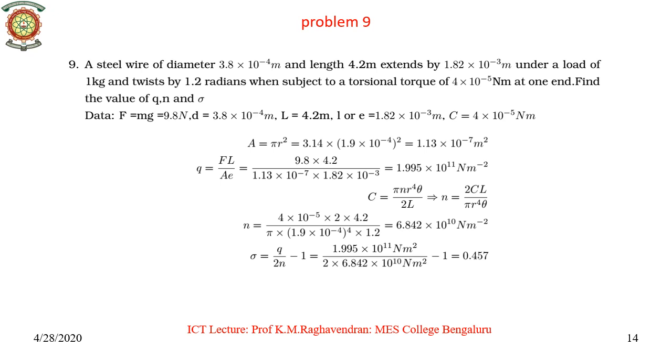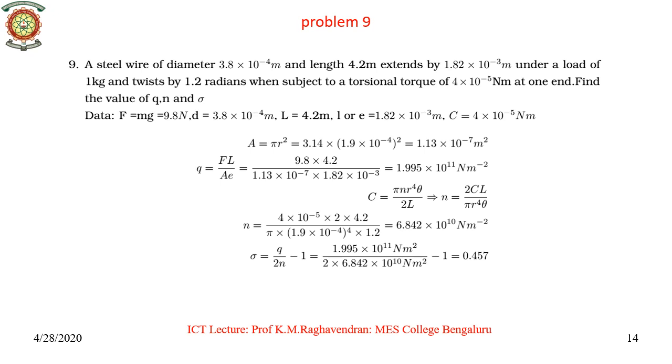Problem is straightforward. We start with calculating the area of cross section, which is pi into small r squared, which when you substitute the values of pi and small r, we obtain as 1.13 into 10 power minus 7 meter squared. Now we know that the value of Young's modulus is nothing but F into capital L by A into e, where e is the extension. So all the values are given in this formula.